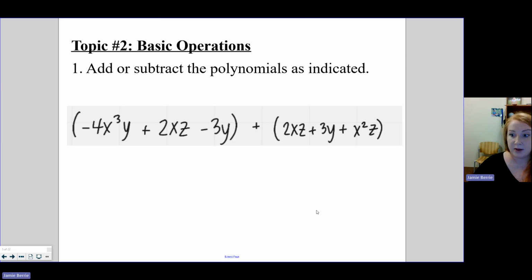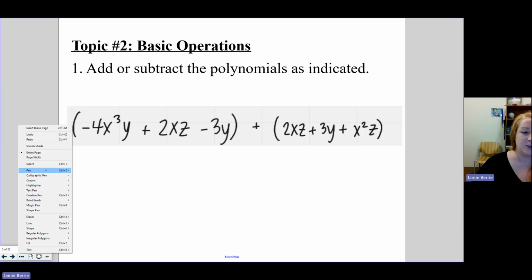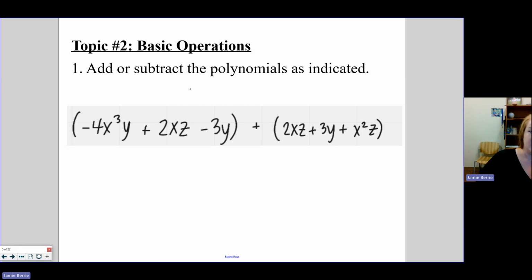So we're going to start with some basic operations of polynomials. We're going to talk about addition and subtraction, and then multiplication. We'll save division for later on in the semester. That gets its own section. Adding and subtracting polynomials is just all about combining like terms. You've probably heard those directions or instructions before. All you're doing is just combining like terms.